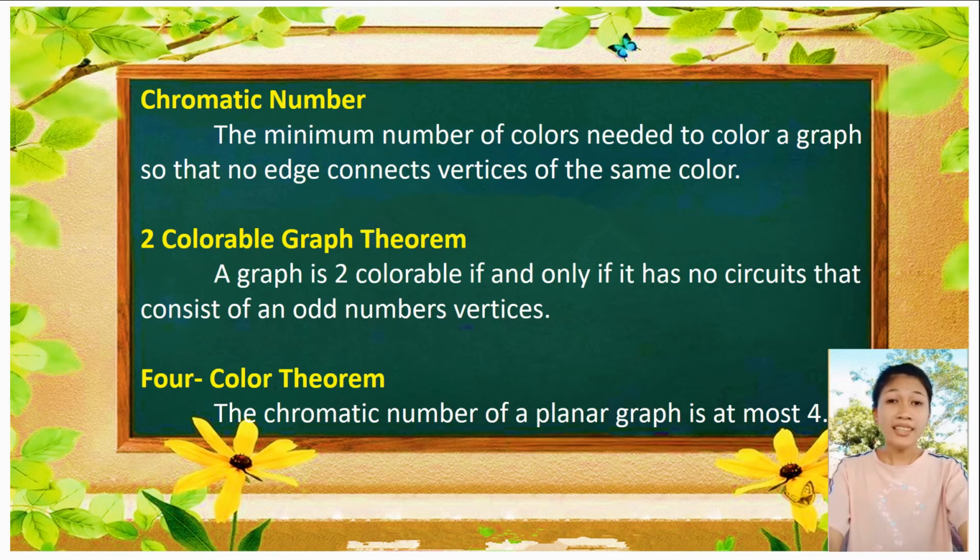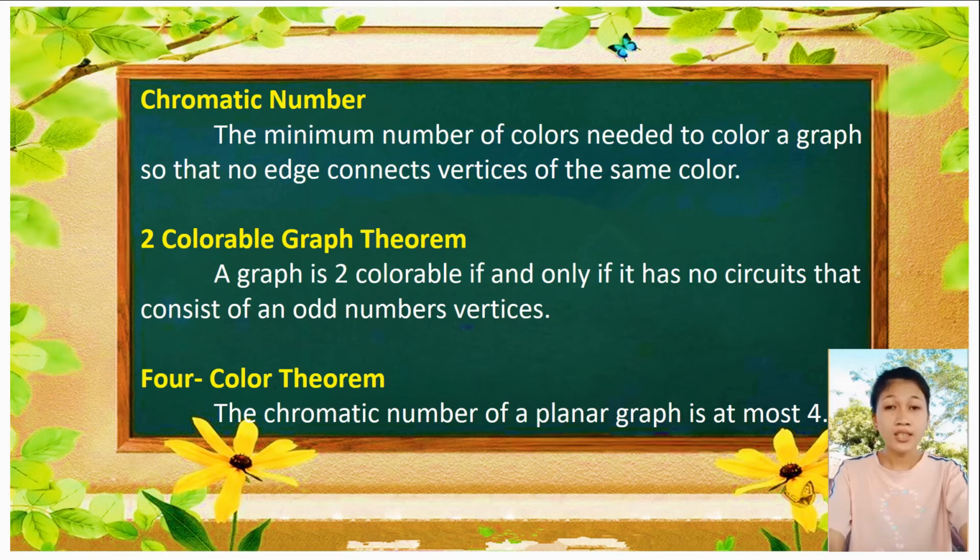The topic I discuss is about chromatic number. Chromatic number is the minimum number of colors needed to color a graph so that no edge connects vertices of the same color. So, it means ang chromatic number ay ang pinakamababang bilang ng mga kulay na kinakailangan upang kulayan ang mga vertex na walang katabing mga vertex na nagbabahagi ng parehong mga kulay.